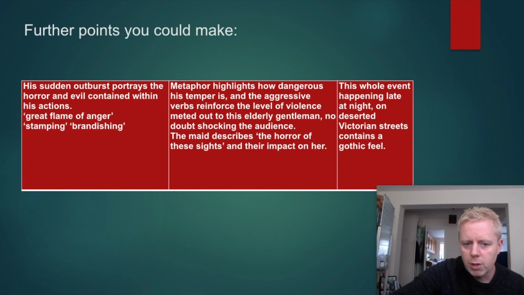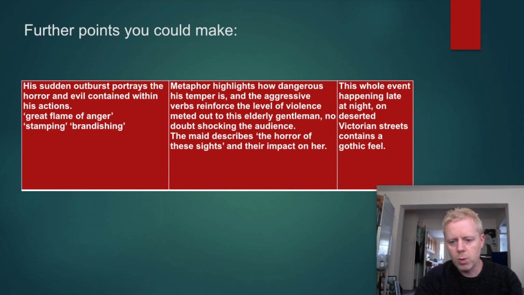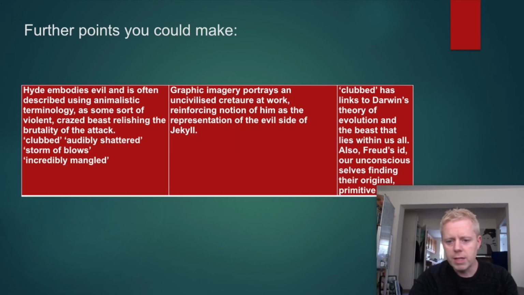The maid describes the horror of these sights and their impact on her. She fainted. And this whole event is happening late at night on deserted Victorian streets. It has a very gothic feel to it. Remember, 18 months after this was written, Jack the Ripper was doing his worst on the streets of London. So there was a real climate or atmosphere for this kind of behaviour, or fear of this kind of behaviour rather.